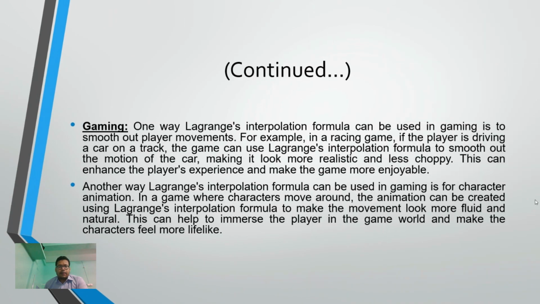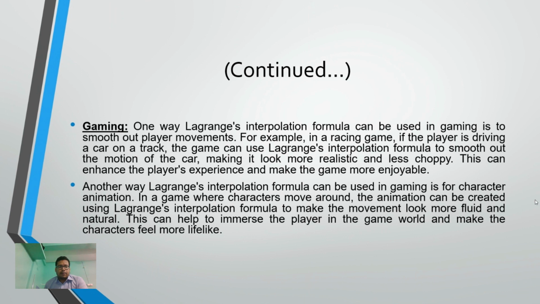Gaming. One way Lagrange's interpolation formula can be used in gaming is to smooth out player movements. For example, in a racing game, if the player is driving a car on a track, the game can use Lagrange's interpolation formula to smooth out the motion of the car, making it look more realistic and less choppy. This can enhance the player's experience and make the game more enjoyable.